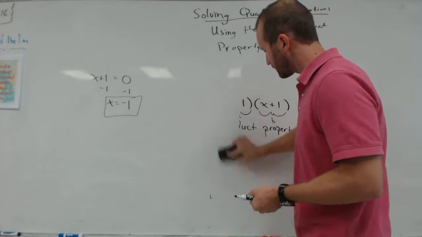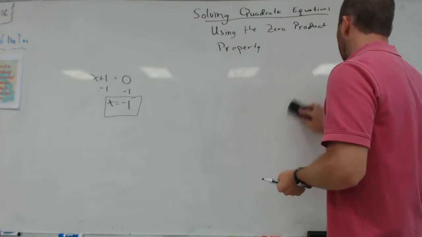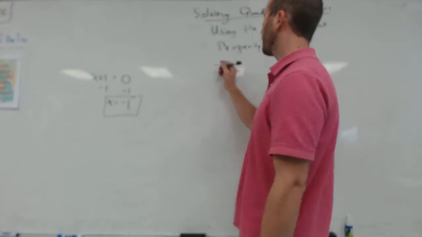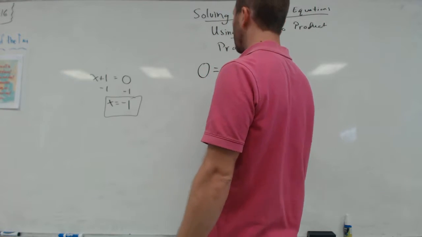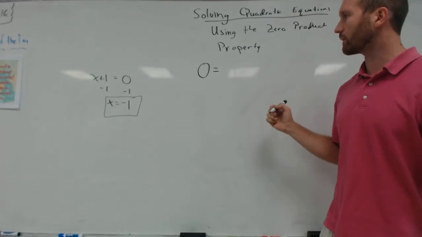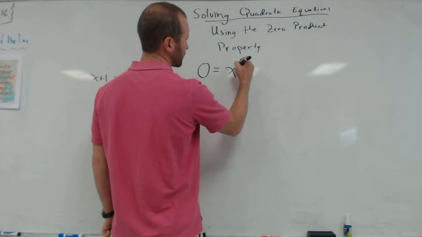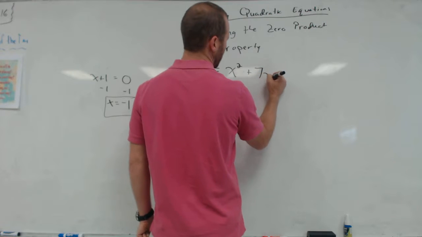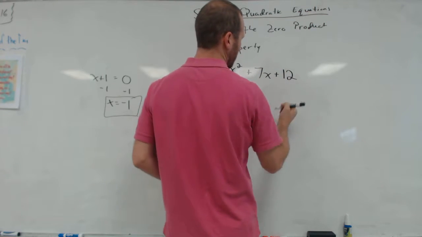Alright, let's do one that doesn't fall apart like that. Okay, what if we had, and there's a reason I'm doing all these as 0 equals, but we are going to do some in a second that don't have 0. So what if I had 0 equals x squared plus 7x plus 12?